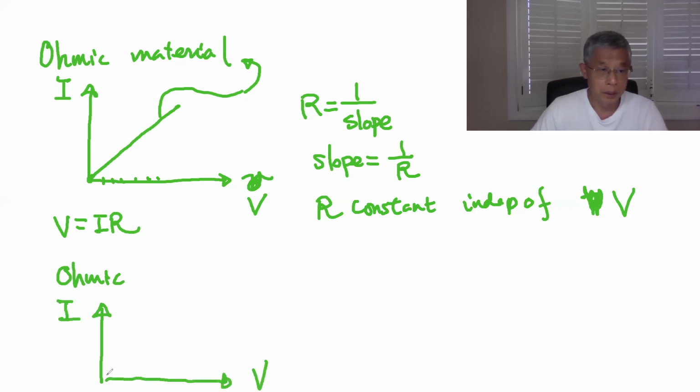Okay. So non-ohmic material usually behaves like not a straight line. Instead, it's maybe something like that, right? Or it could be some other pattern, some other type of curve. But this is non-ohmic material.